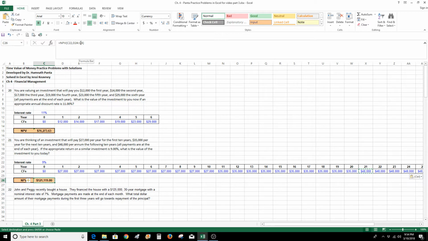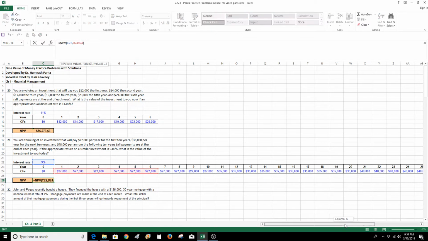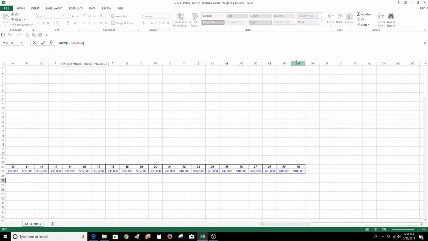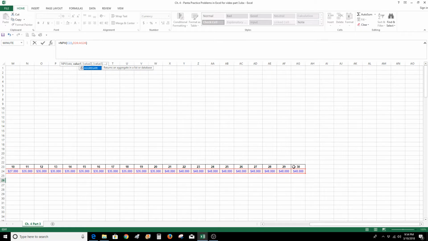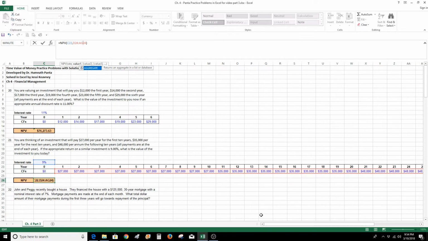And then we want to make sure that the formula goes all the way out to AG, which is where the end of that formula is. So we're just going to change that from I to AG so you can see that it's highlighted all the way across. Just hit enter. So that gives us a net present value of $323,123.04.